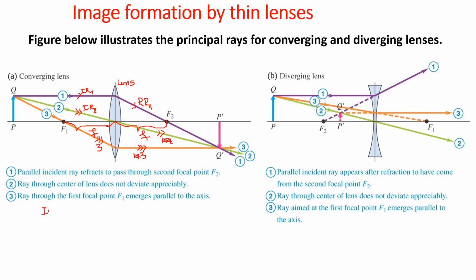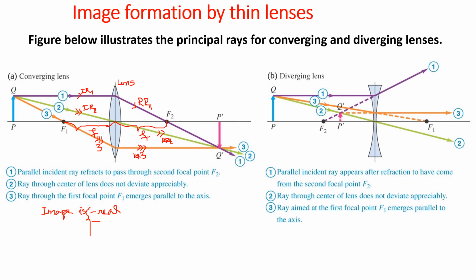Image is real. Real image because it is formed on the other side of the lens. When the image is formed on the other side of the lens, the image is real. But if the image is formed on the same side as the object, the image is virtual.